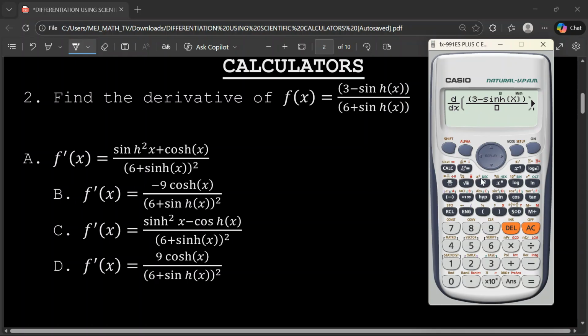And then we come down. We are going to have 6 plus sinh of x, which is a hyperbolic function. We are going to have option 1. Then alpha x, we close it and close the entire function and evaluate it at a specific point, which must be part of the domain. Let's still pick 2.